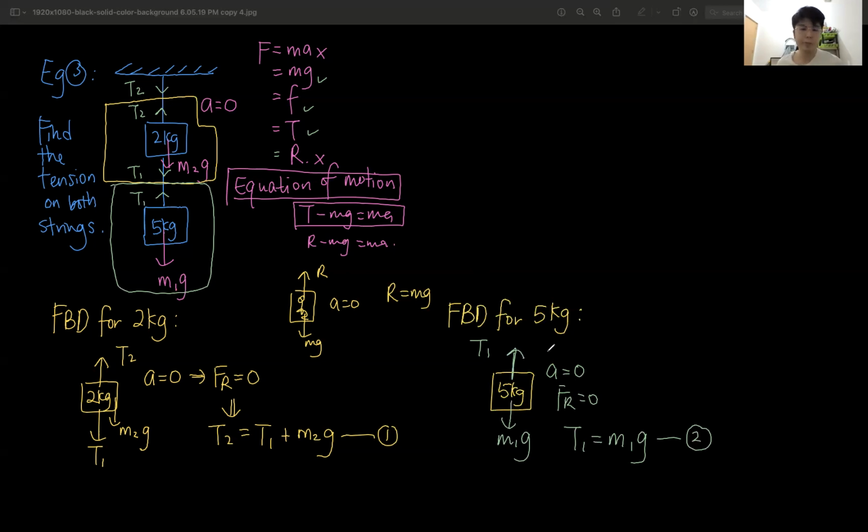Now, once we have the equations of motion, we solve it. We can find T1 equals m1, which is already given, 5 times 10, 50 Newton. T1. Okay, put it inside here. 50 plus 2 times 10. So 70 Newton. 那个是我的 T2.